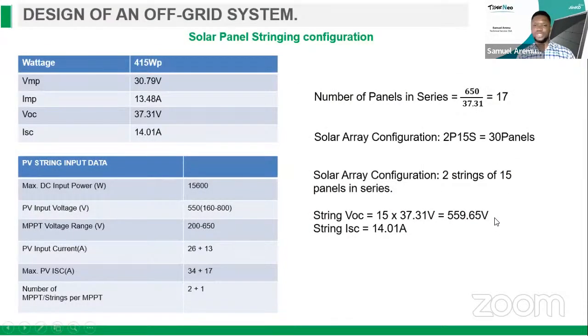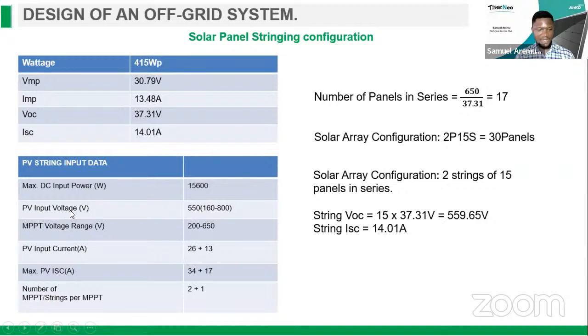So how do we configure our solar panels? I'm showing the data sheet of this panel and also the data sheet of the inverter. You need to understand that for you to string a panel, you must understand the basic requirements of the inverter and also the specification of the solar panel. In this case, the VOC of the solar panel is 37.31 volts, and the ISC is 14.01 amps. Now looking at the data sheet of the inverter, you can see that the maximum DC input power, that means the maximum capacity of panels you can connect to the inverter, is 15.6 kilowatt peak in that scenario.